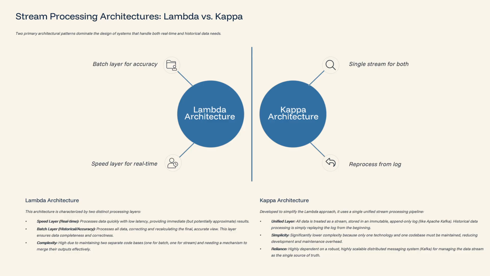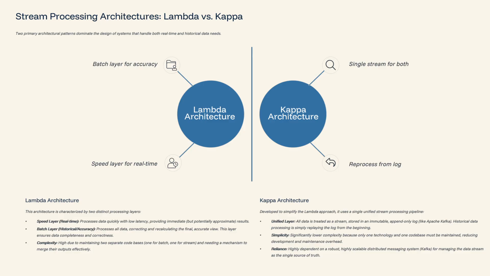The second architecture is Kappa architecture. It was developed to simplify the Lambda approach and it uses a single unified stream processing pipeline. So it is characterized by unified layer, simplicity, and reliance. All the data is treated as a stream stored in an immutable append only log like Apache Kafka.